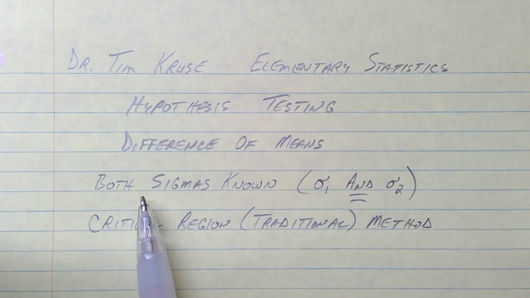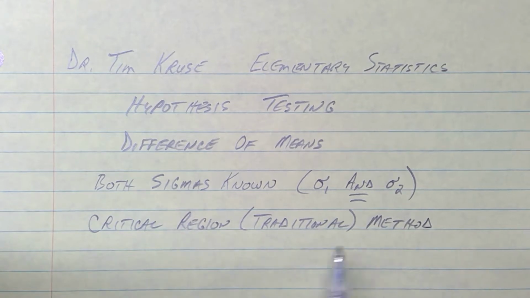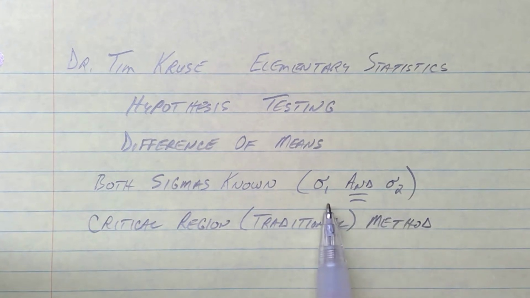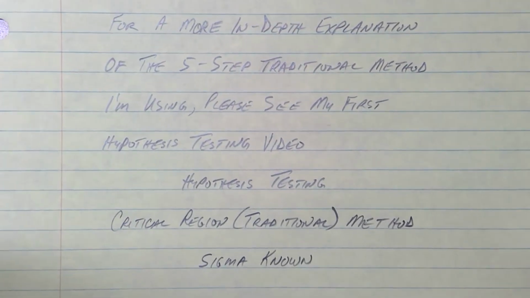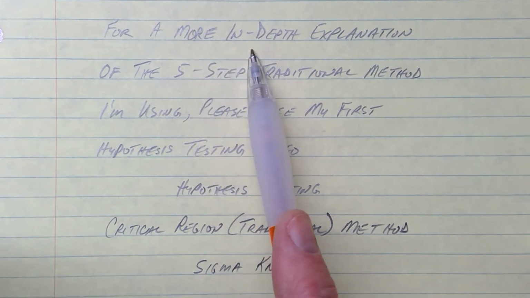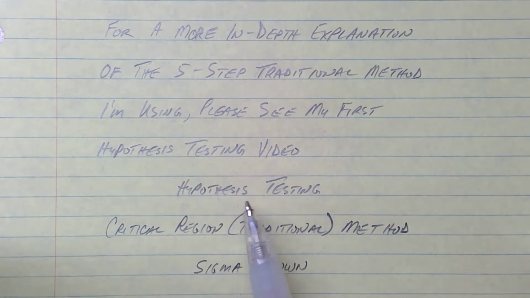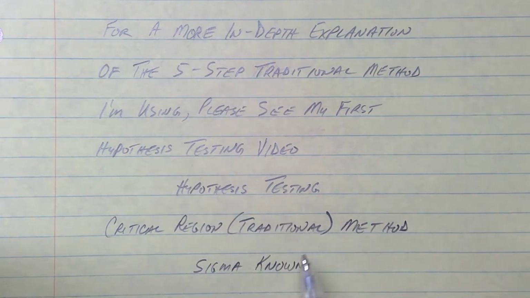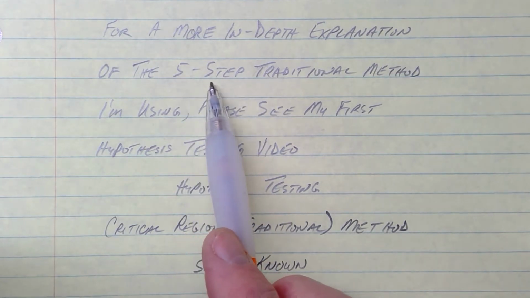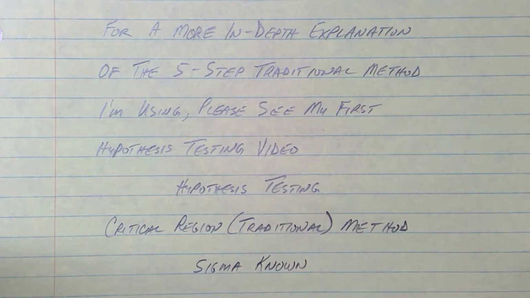To use the z-table and get a z-score for our test statistic and our critical region, traditional method rejection region, we're going to need to know both of the population standard deviations. So we're going to need to know both of the sigmas to use the z-table. I'm going to use a 5-step process. It's pretty simple, but if you want a more detailed, in-depth explanation of what I'm using, see my first video. It was hypothesis testing, same thing, traditional method, sigma known. If you go back to that video, it'll be a really detailed explanation of the 5 steps that I'm using. But probably just by watching this video you'll catch on.